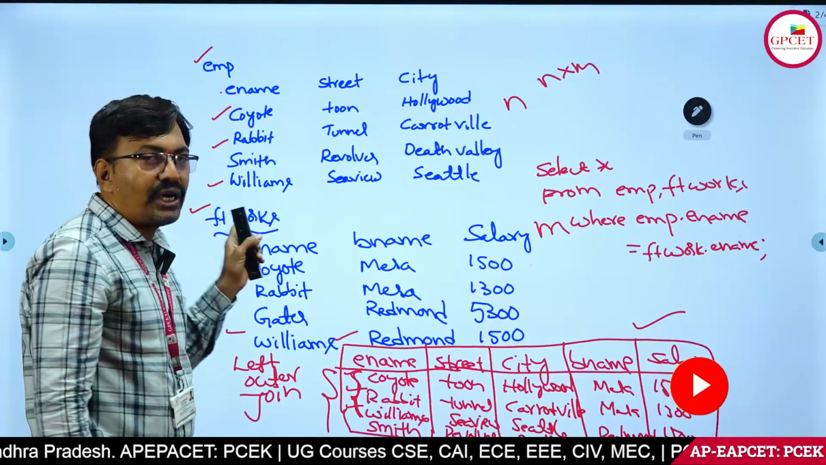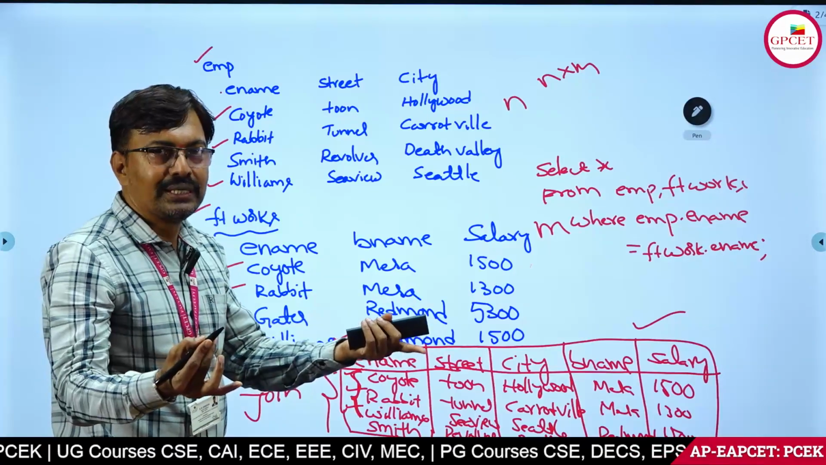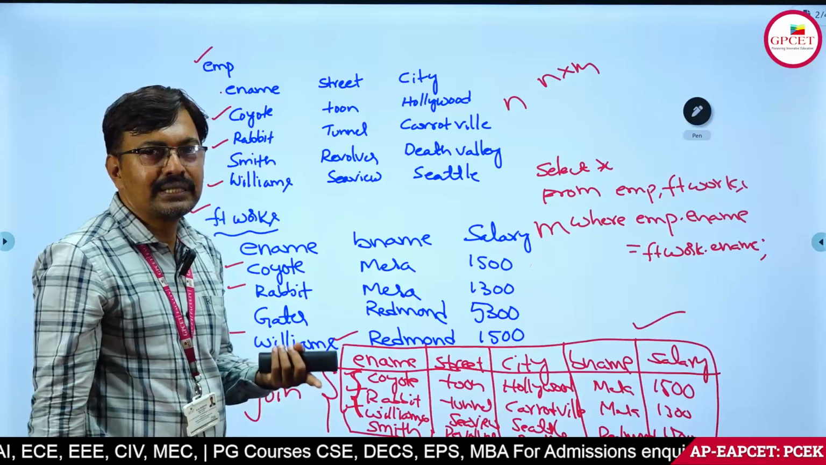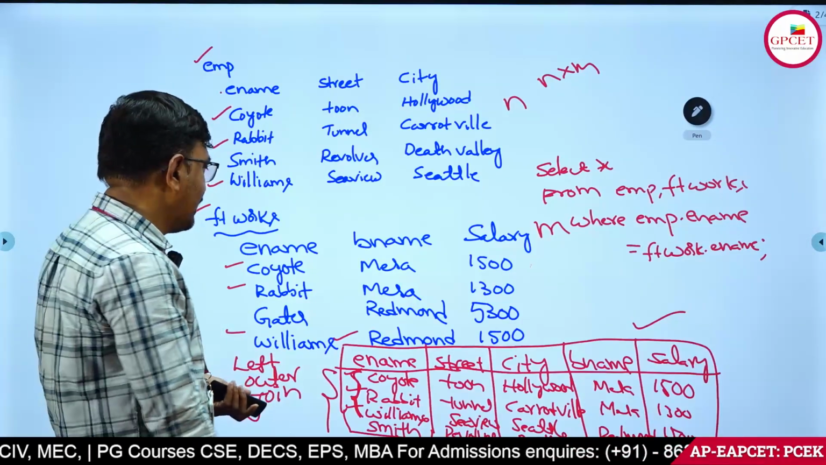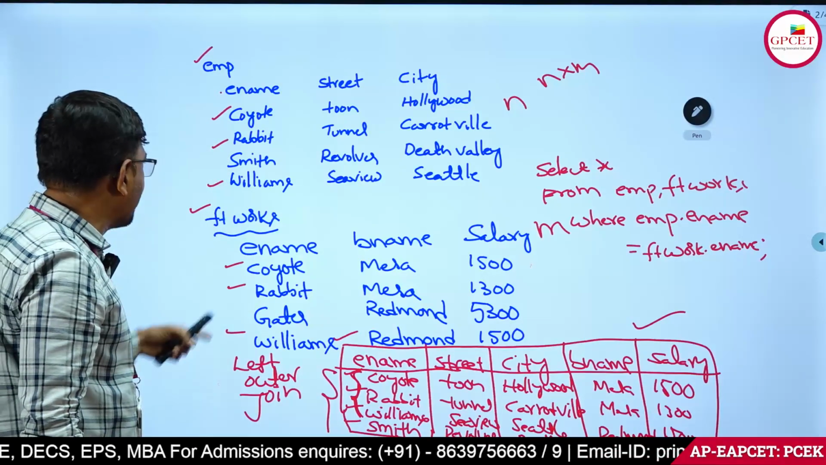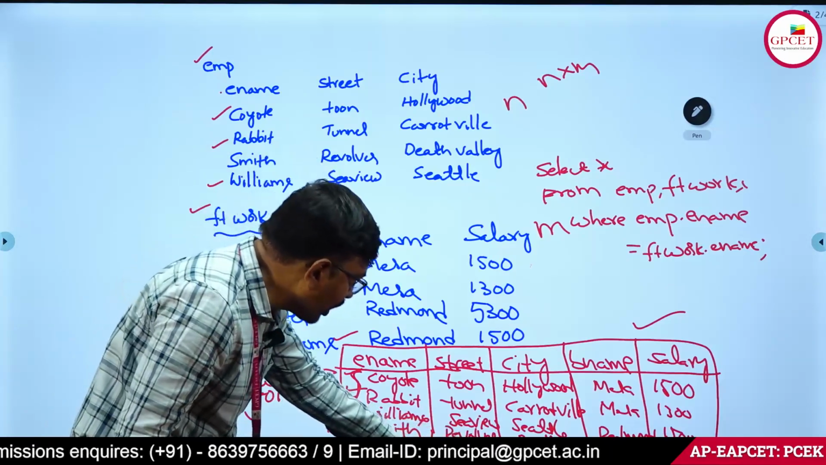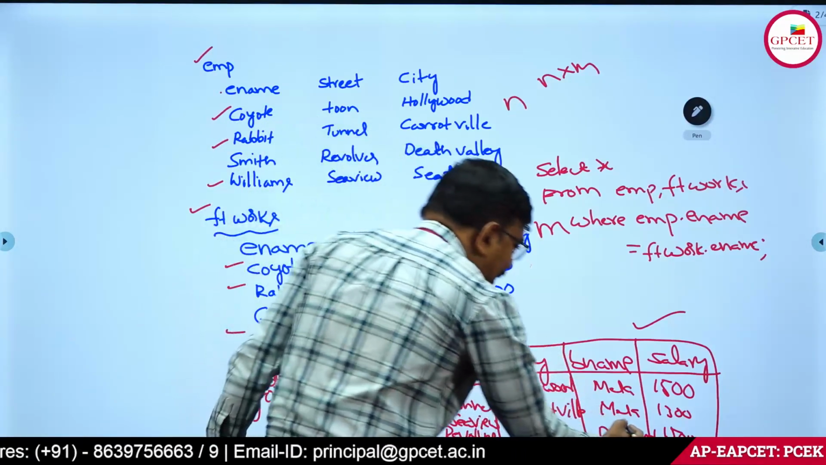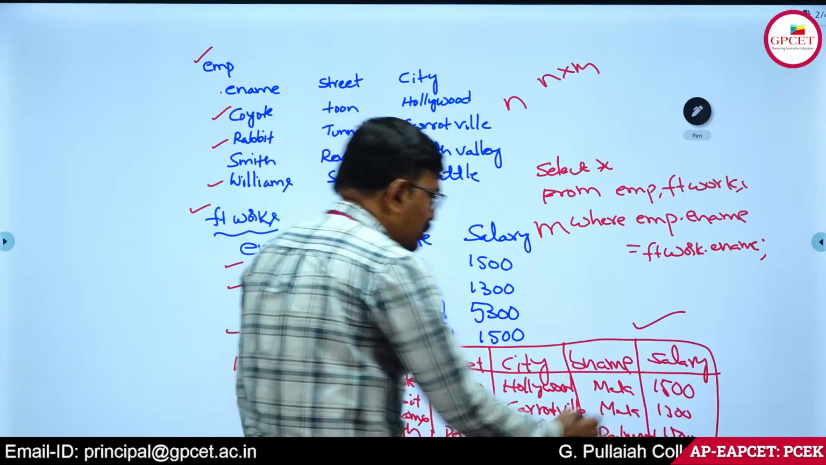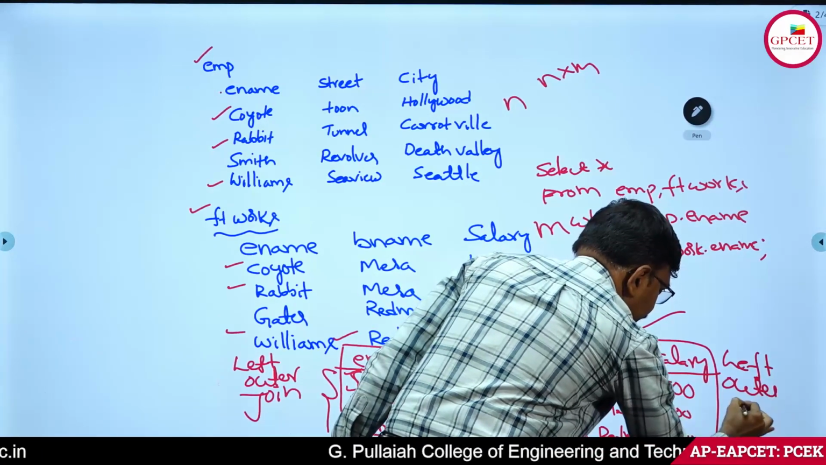But what is a left outer join? Left outer join is defined as taking all rows in the left relation that did not match any row in the right relation. Smith did not match with the right relation, Gates. That's why for Smith, the right relation is padded with null values. That is a left outer join. This is the output of the left outer join.